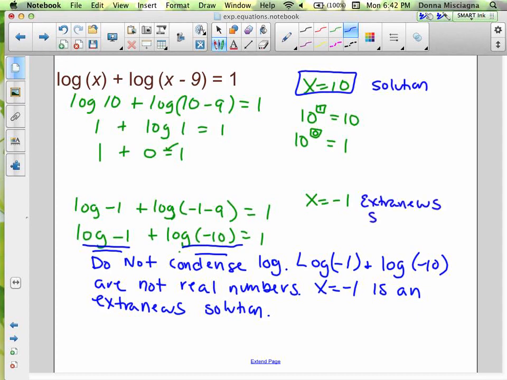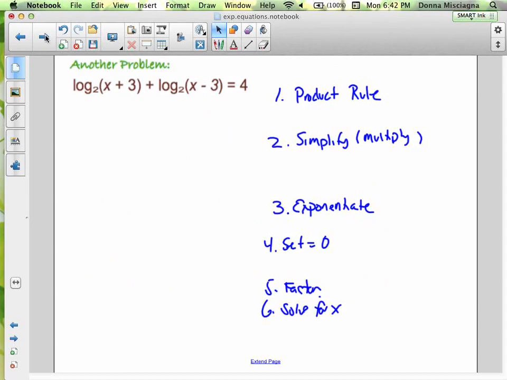And so make sure you don't say that's your solution, because that's an extraneous one, which means we did all the right work, but we got a false answer. All right, so one done. Let's do 3 more. And all of these we're going to use properties of logarithms to solve. Now I'm just going to stick to the product rule and the power rule. We'll look at the quotient rule a little later on in the year after we look at solving rational equations.